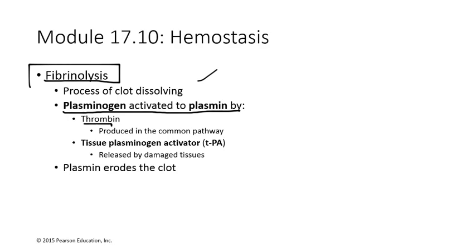And you may have heard of TPA, tissue plasminogen activator. This is released by damaged tissue. This is also used in the clinic. If a person goes to the emergency room and they suspect that they have a blood clot and it has been a relatively short amount of time, they may give them TPA, and that will actually help to break down the clot. So we get now plasmin, and that's going to help erode the clot.